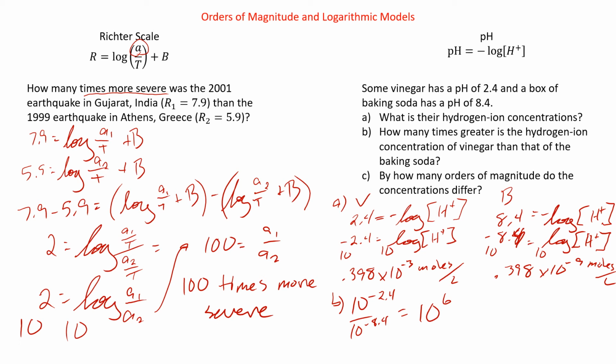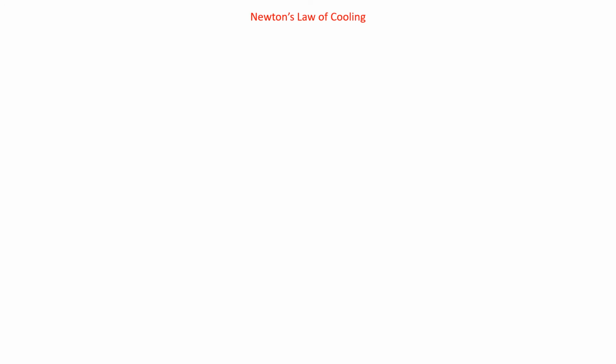And so then it's asking how many orders of magnitude greater is it? And that, we just look for that exponent there. So it is 6 orders of magnitude greater than the baking soda. So that's that. Newton's law of cooling is another big application.